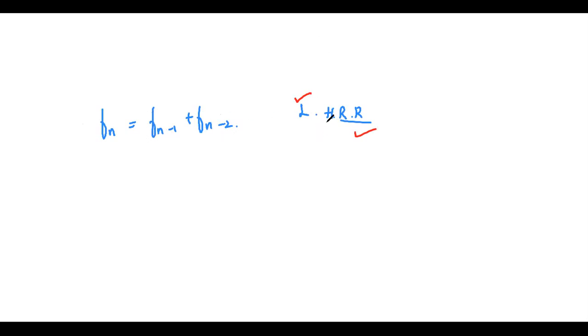What about homogeneous? Yes, it is homogeneous because we don't have any constant being added. Now what is the degree? We have two terms over here, n minus 1 and n minus 2. What will be the degree? The degree will be the last term. So the degree of this problem is 2. Okay, so this is another example.